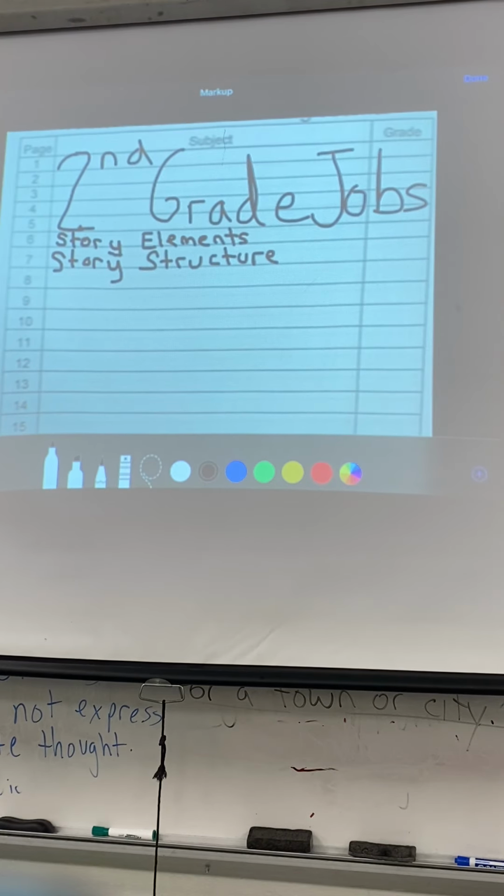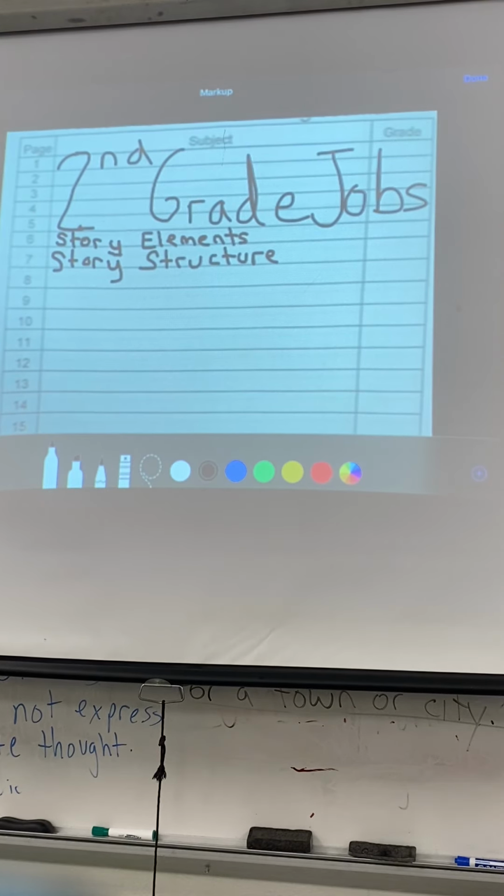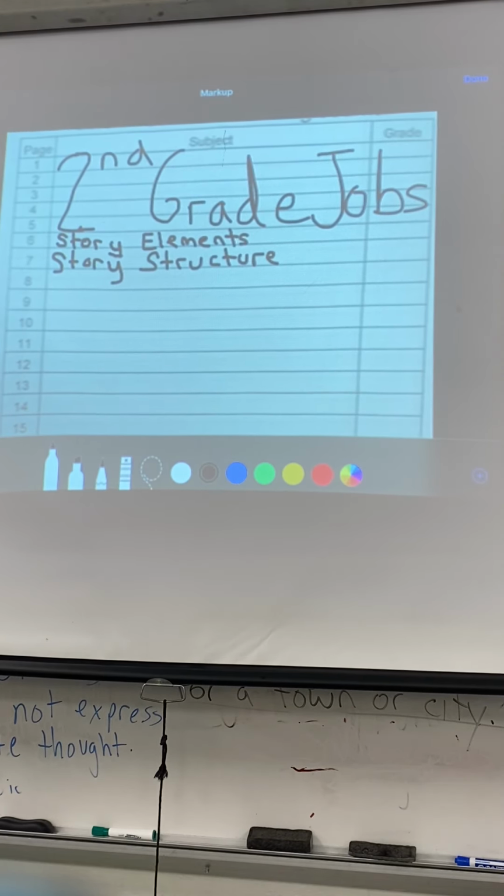Where are your jobs? Your jobs are supposed to go all the way to 5. Then you start on 6: story structure and story elements. We're making a table of contents. We have to know the pages. Okay.